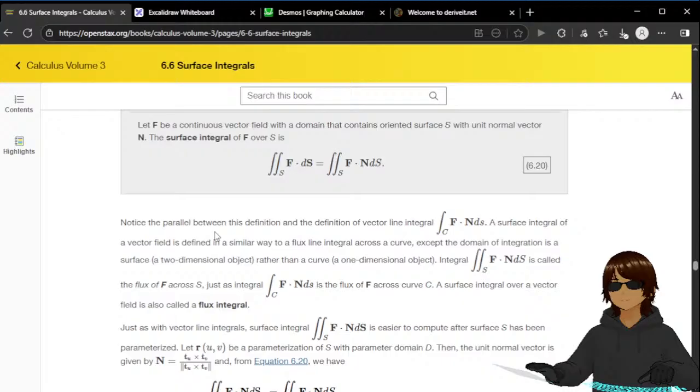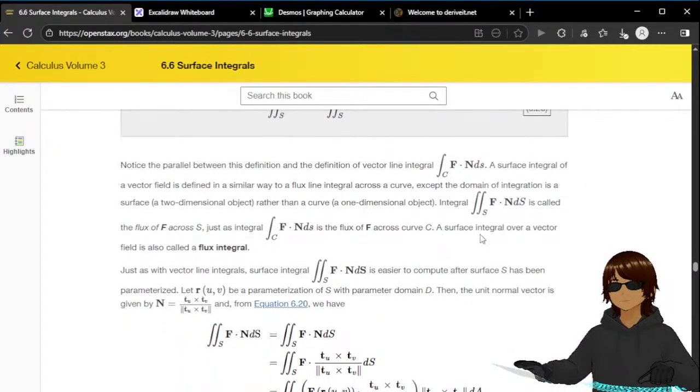Notice the parallel between this definition and the definition of a vector line integral. A surface integral of a vector field is defined in a similar way to a flux line integral across a curve, except the domain of integration is a surface rather than a curve. This integral is called the flux of F across S, just as the other integral is called the flux of F across curve C. A surface integral over a vector field is also called a flux integral.